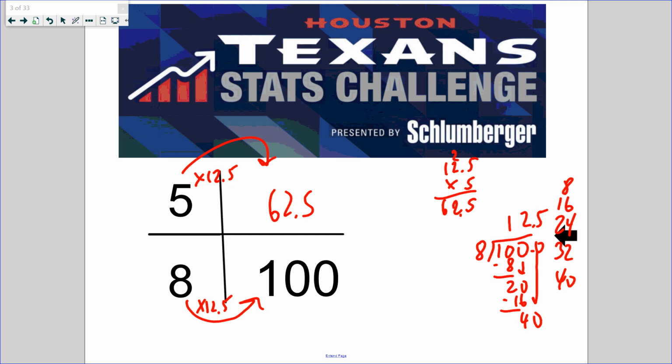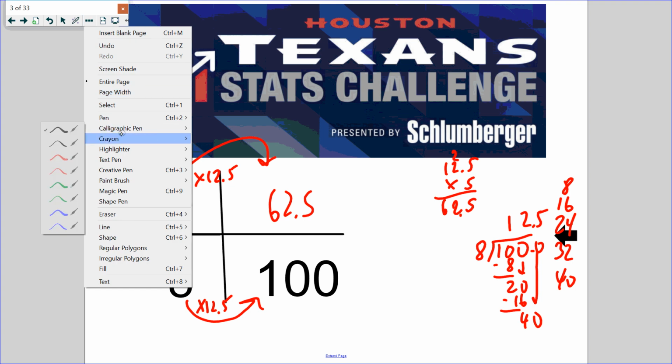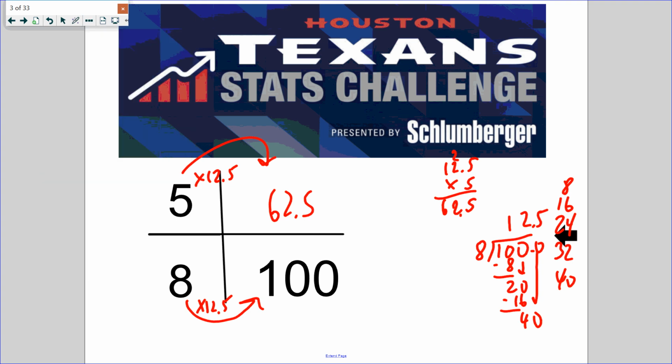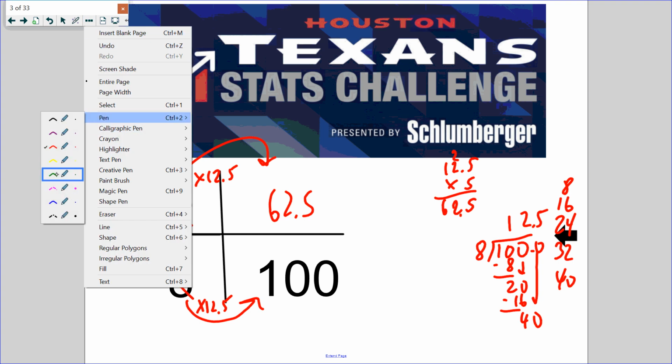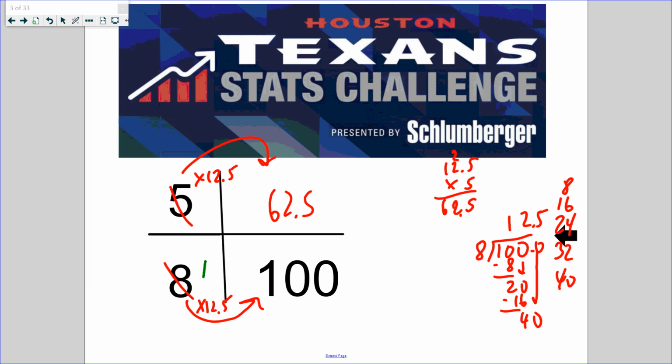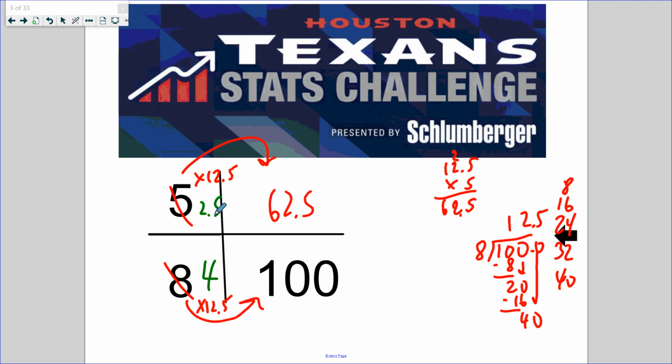That's one way you could have done it. A shortcut, let's show you another way to do it, is I'm going to simplify this. I'm going to divide both numbers by 2 and get 2.5 and 4. So how can I build this to 100? Times 25, times 25, and that's where you get 62.5. And that's another way you could do it. Let's show you this video.